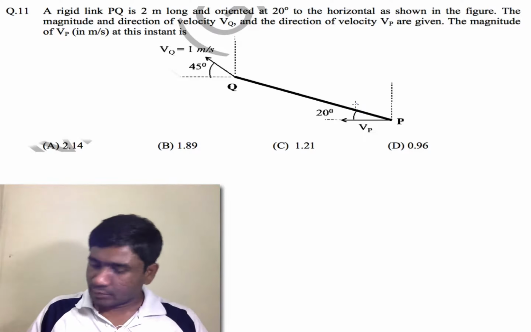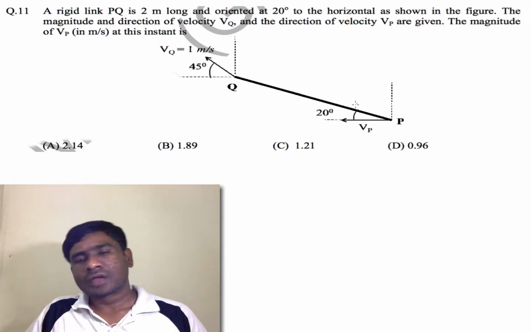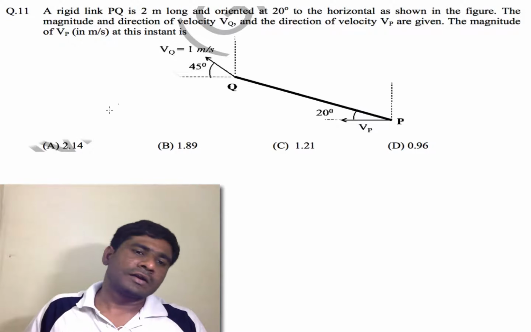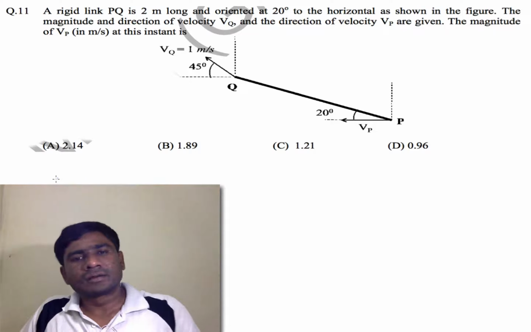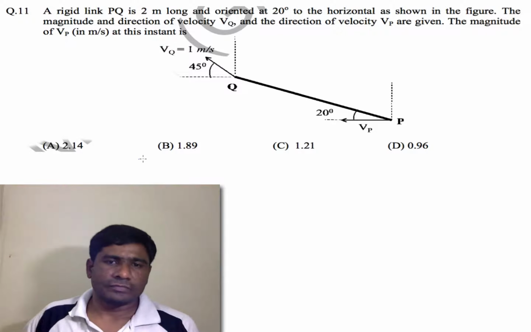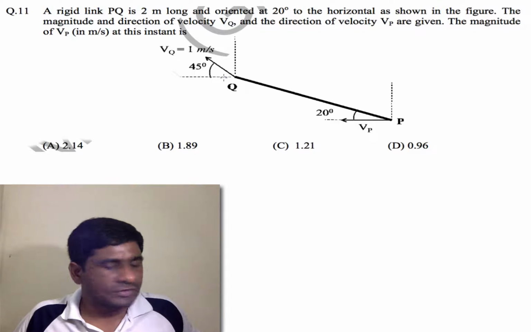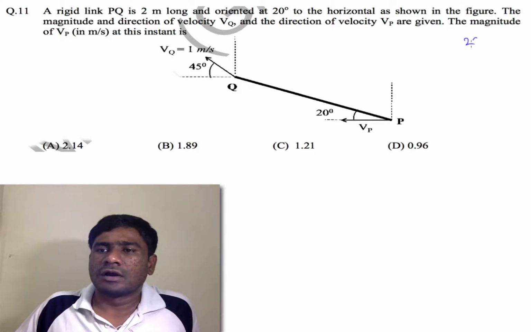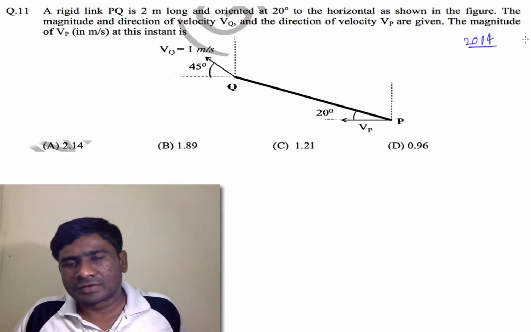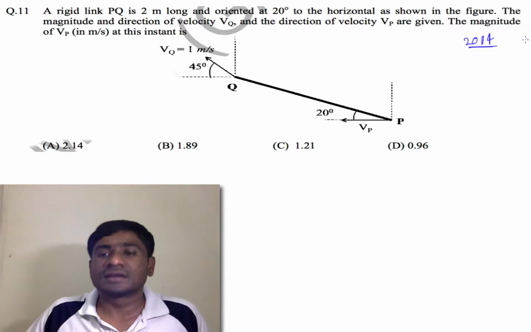In the previous session, we have seen how to calculate velocity of different mechanisms using the relative velocity method, and here in this session, we will apply that relative velocity method to different examples. First, we consider this example. It was asked in 2014, and if you can recollect, we have already solved this in the previous session using the instantaneous center method.